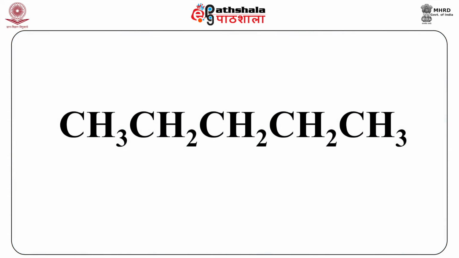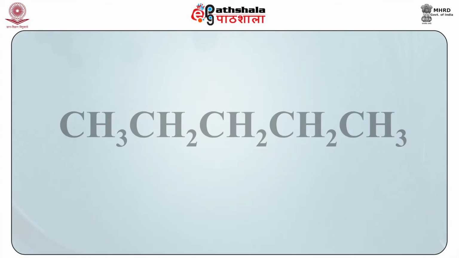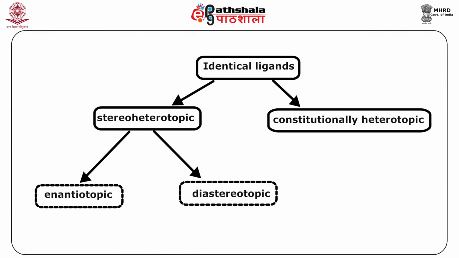A trivial example relates to the hydrogen atoms at C2 compared to those at C3 in pentane. Clearly, these two types of hydrogens in the methylene groups are constitutionally different. They are called constitutionally heterotopic. Now I can say that with identical ligands we have stereoheterotopic and constitutionally heterotopic. The stereoheterotopic give rise to enantiotopic and diastereotopic ligands. So, this is the relationship profile between the heterotopic groups and isomers.